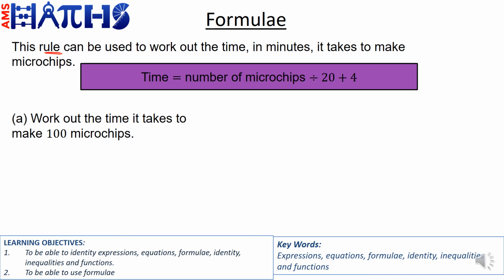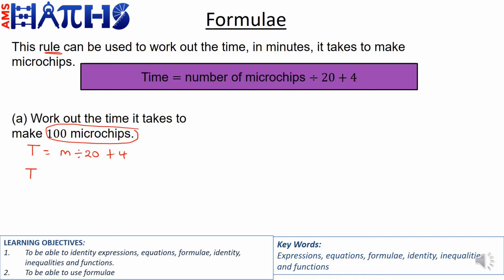So in part A, work out the time it takes to make 100 microchips. So I'm just going to write the formula first. I'm going to use T for time is equal to number of microchips. I'm just going to use M for the number of microchips. We need to divide that by 20 and then add 4. So they gave us 100 microchips to find out the time to make them.